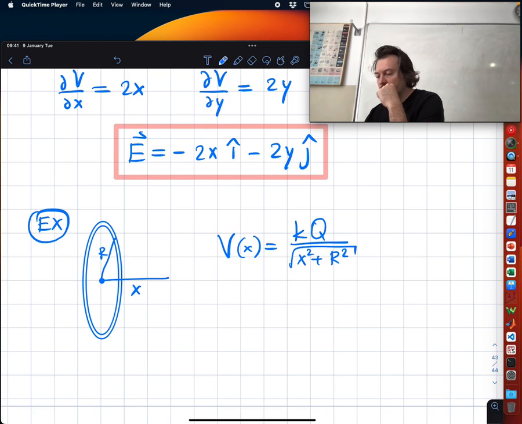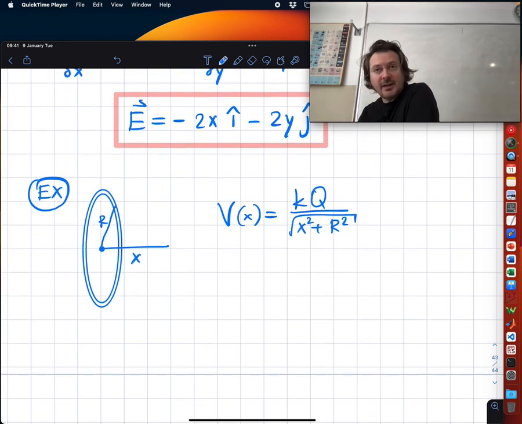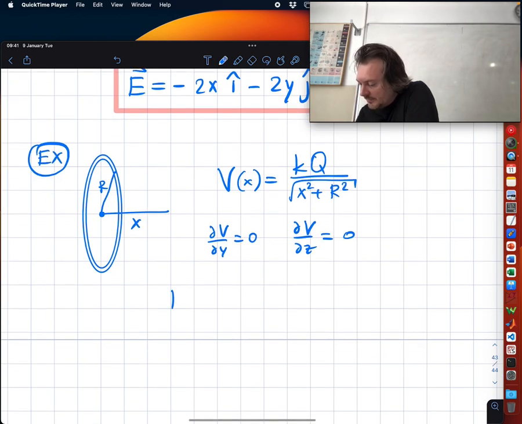Now we are going to use this equation over here. E is equal to negative i del V over del x, etc. Now we have x, y, z again, but our potential only depends on x. So we only care about x. So del V over del y is 0, del V over del z is 0. So my electric field is going to be simply negative i del V over del x. Do you agree?